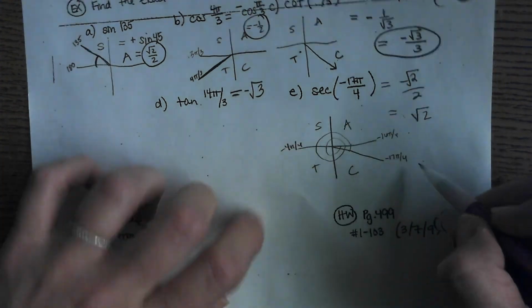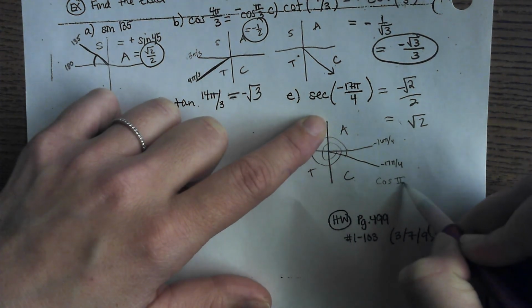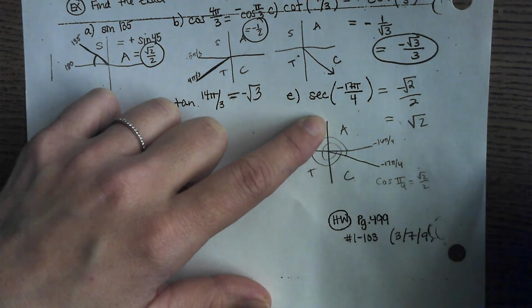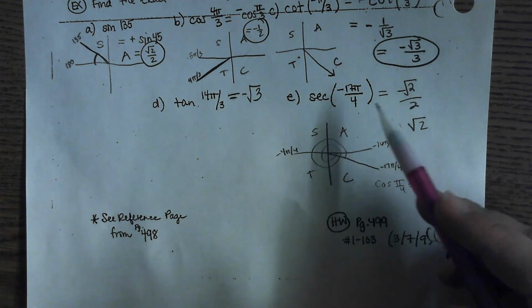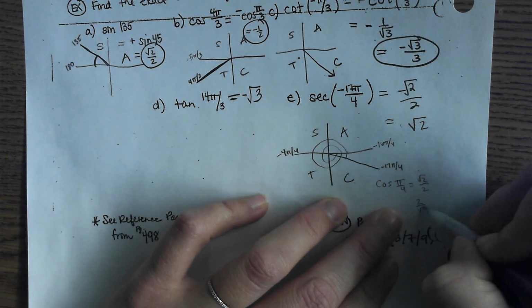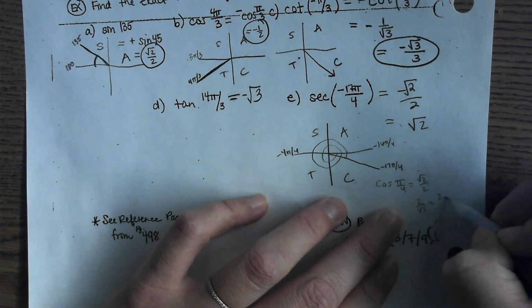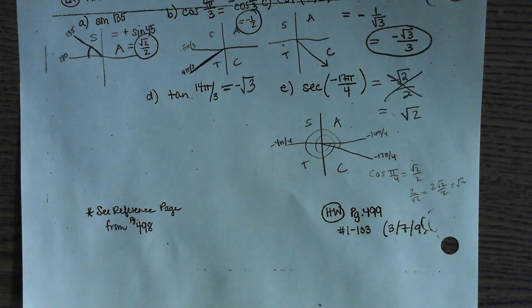And then the reference angle is pi over 4. So the cosine of pi over 4 is root 2 over 2. But I have to flip that, right, because this is actually secant. So that would be 2 over root 2, which rationalized will be 2 root 2 over 2, which is just root 2. Sarah, does that make sense?